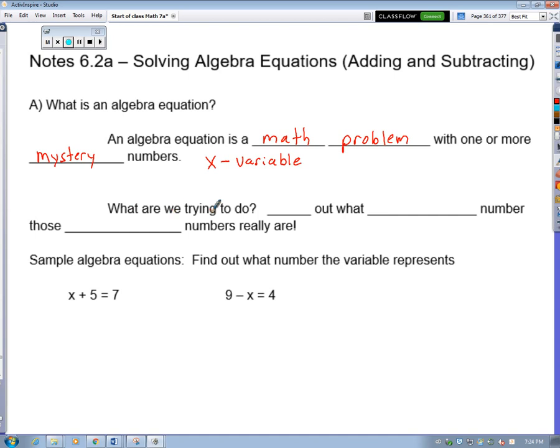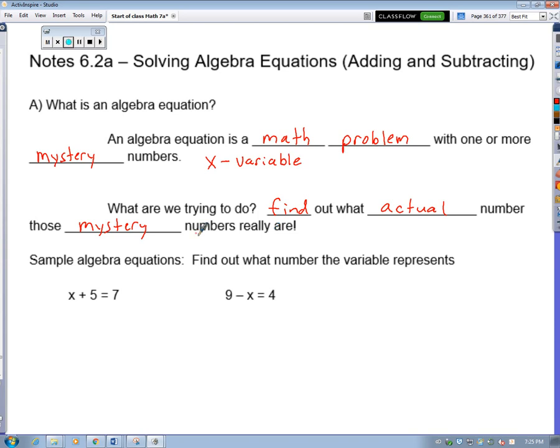So what are we trying to do with this? Well, we are trying to find out what actual number those mystery numbers really are. We're trying to find out what exactly they are.